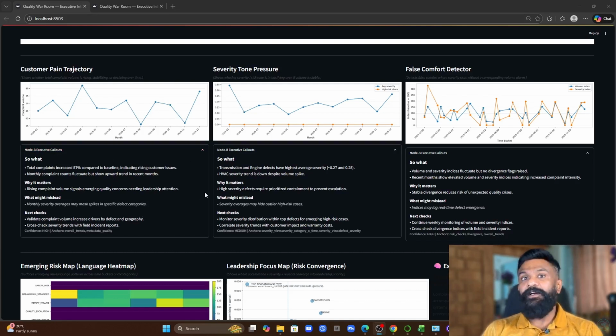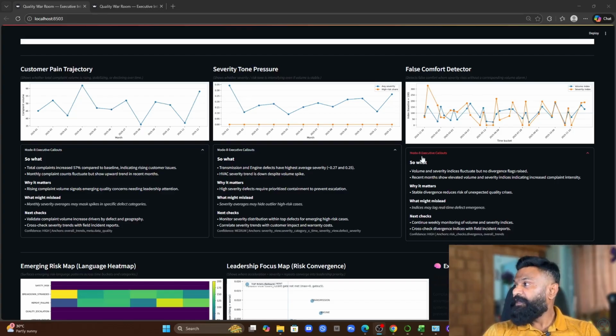But then we also have some complex charts, like severity, tone, pressure. So how do we calculate severity? This is not based on the number. This is based on the customer verbatim. So ChatGPT scans the verbatim of what customers are talking about, and based on that we have defined the average severity and high risk share. So based on that, we have a verdict from ChatGPT. The transmission and engine defects have the highest average severity, 0.7 to 0.25, and HVAC severity trend is down despite the volume spike. I think this is important. So here we need the attention.